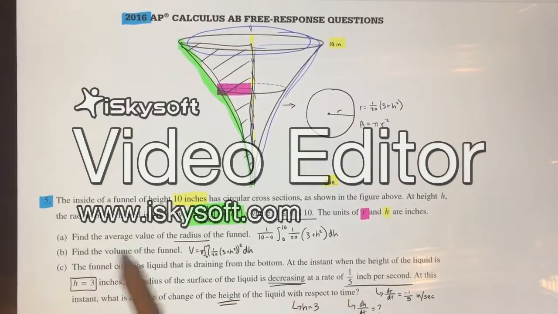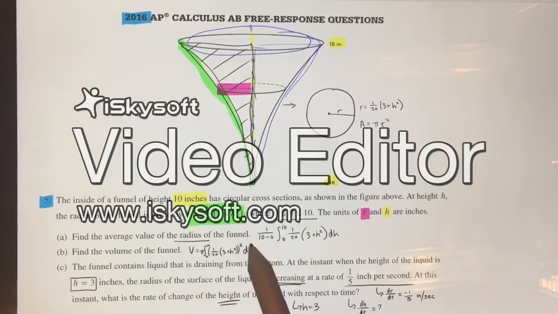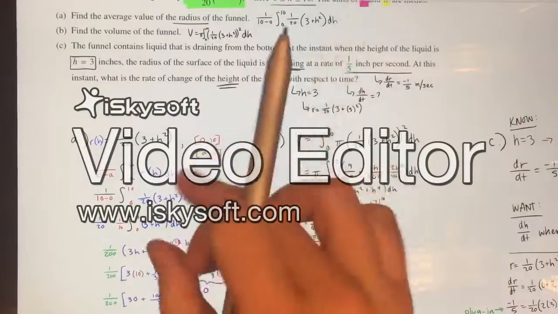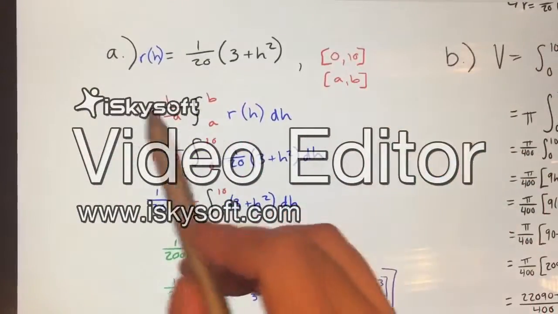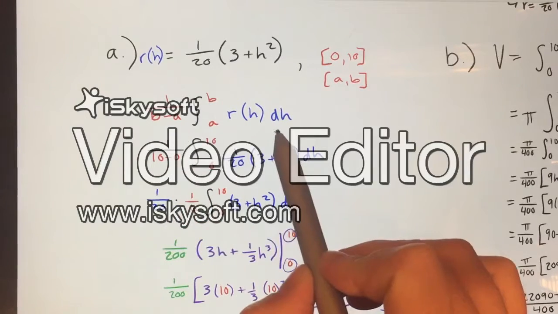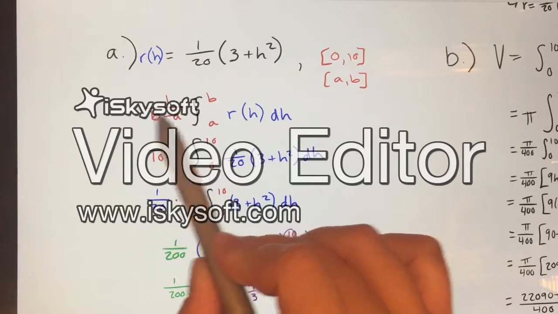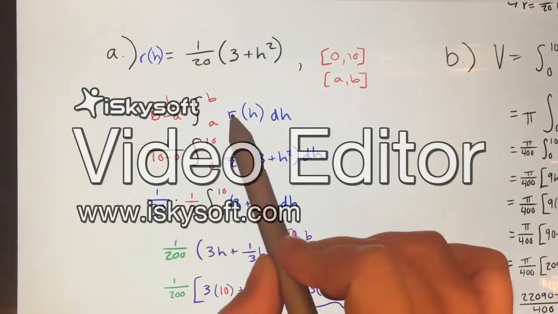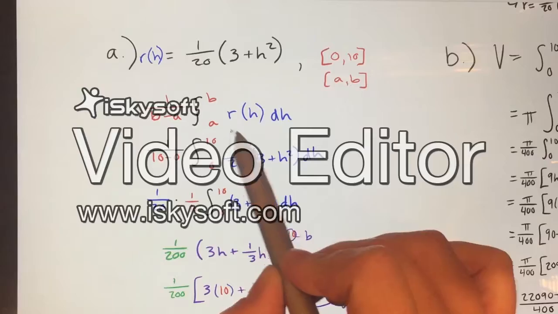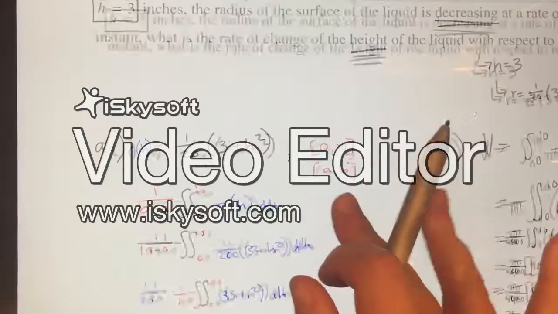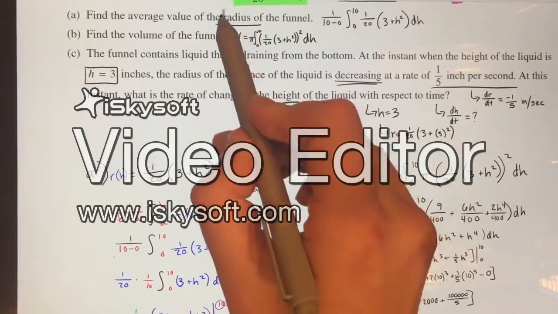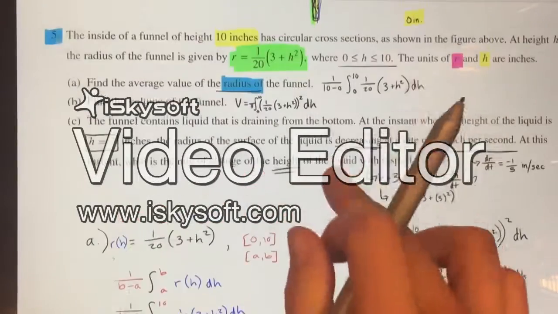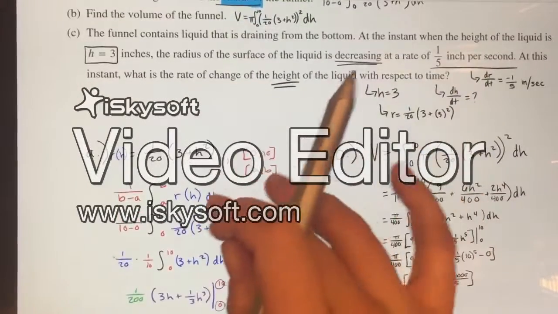So for A, we have to find the average value of the radius of the funnel. Once you read this, you should immediately identify the equation to find the average value. If we come down here, we have the average value equation, which is 1 over b minus a times the integral from a to b of r of h dh. And this is because we want to find the average value of the radius, as it says here, so we are going to use the radius equation that we are given.